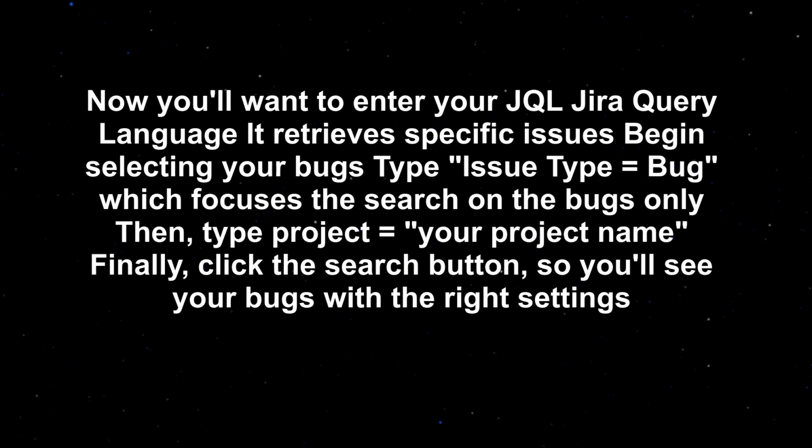It retrieves specific issues. Begin by selecting your bug type: issue type equals bug, which focuses the search on the bugs only. Then type project equals your project name. Finally, click the search button so you'll see your bugs with the right settings.